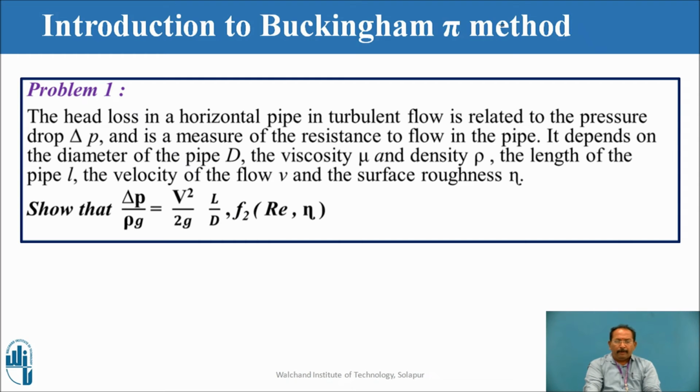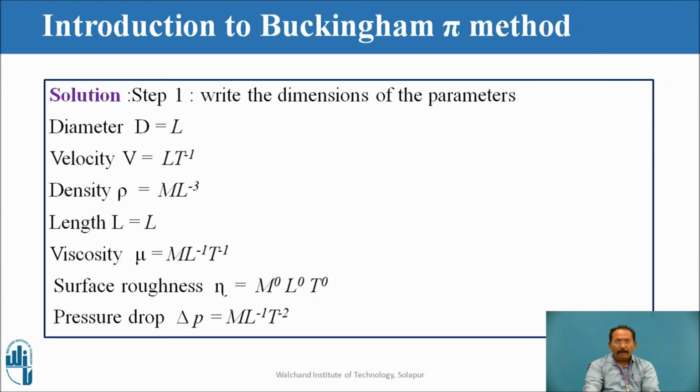Okay, see clearly. For solving any problem in dimensional analysis, we must know the correct dimensions of each and every property. Now, what are the different parameters that we'll see. First is diameter. The dimension of the diameter is length L. Velocity, the dimension of velocity is meter per second, that is L T raised to minus 1. Density rho, the dimension is M L raised to minus 3. Length L, dimension is L. Viscosity mu, the dimensions are M L raised to minus 1 T raised to minus 1. Surface roughness, you can take any constant here, but it is a constant, so M raised to 0, L raised to 0, T raised to 0. Pressure drop delta P, it is M L raised to minus 1 T raised to minus 2.